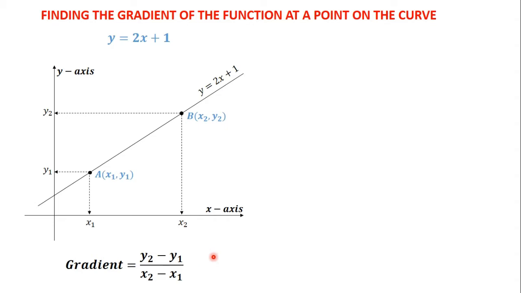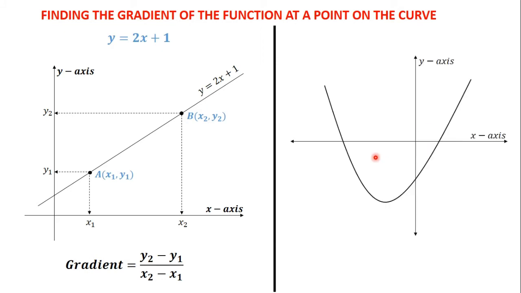Now, let's learn how to find the gradient of a function at a point on the curve. I'm going to bring this line here so that we can continue at this side. So let's say that we draw the graph of a quadratic function and we have a curve like the one we have here. We have the x-axis here, we have the y-axis here, and this is the graph of the quadratic function. How do we find the gradient of the function at a point on the curve?